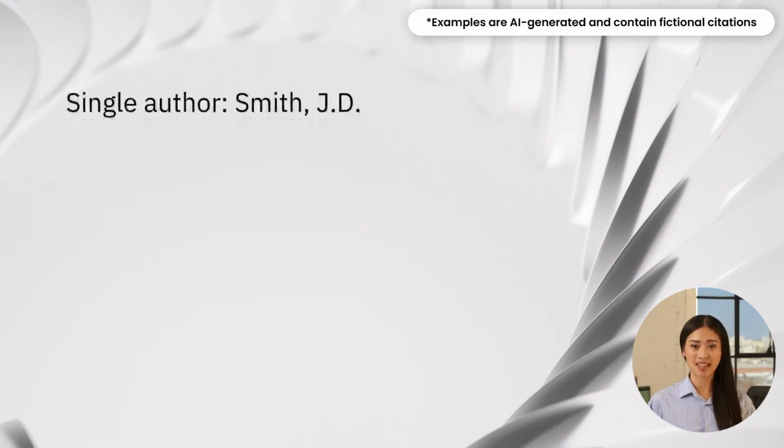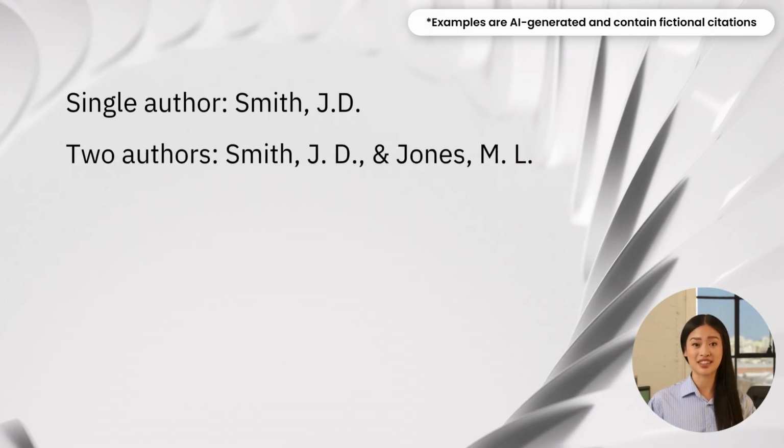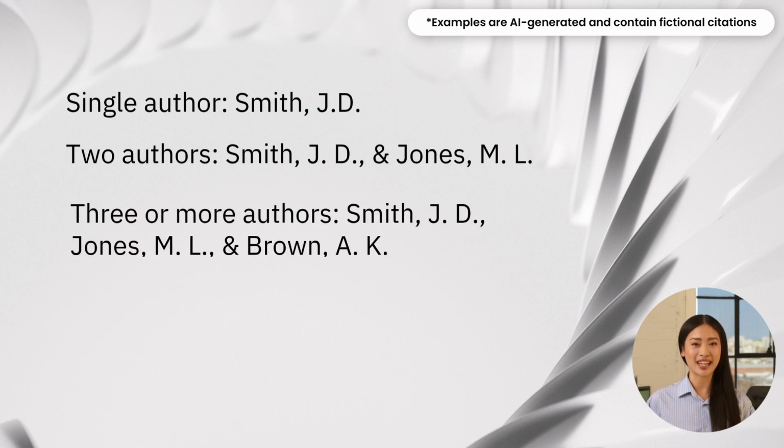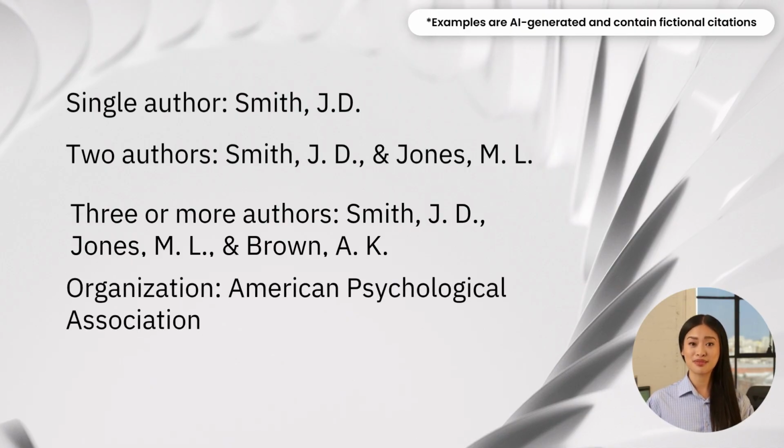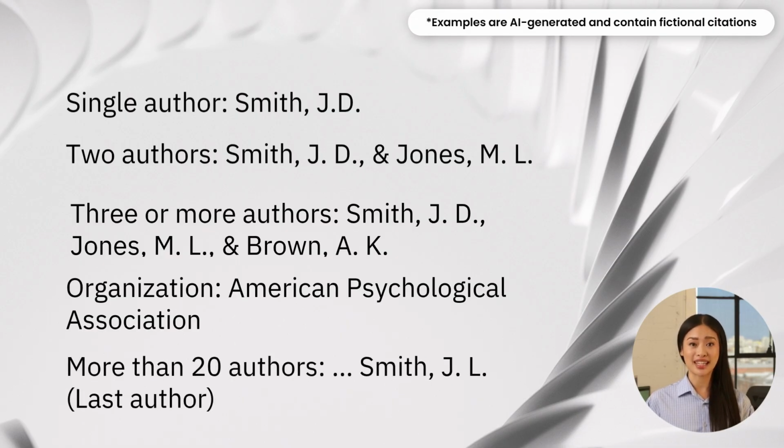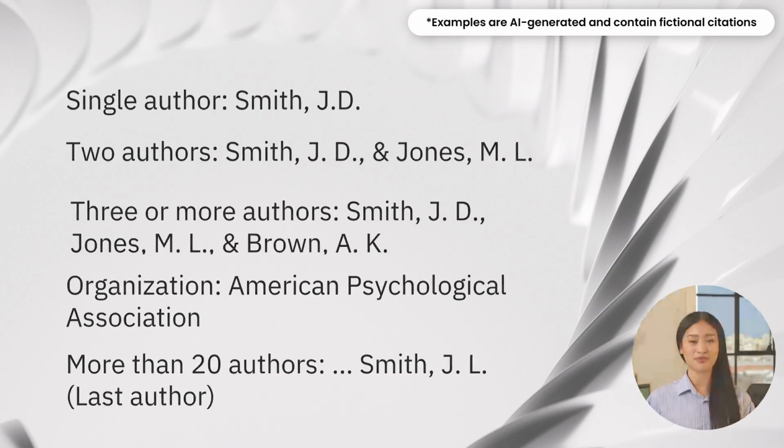To cite sources with individual authors, start by indicating the author's last name, followed by their initials. For 2 authors, use an ampersand to separate them. For 3 or more authors, use commas and an ampersand before the final author. For organizations, simply state their full names. Lastly, for sources with more than 20 authors, include the names of the first 19 authors and then insert an ellipsis before adding the last author's name.